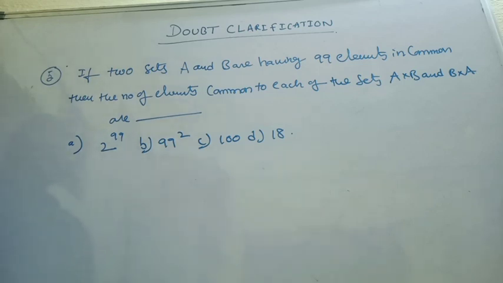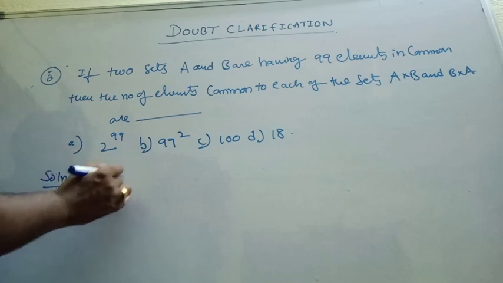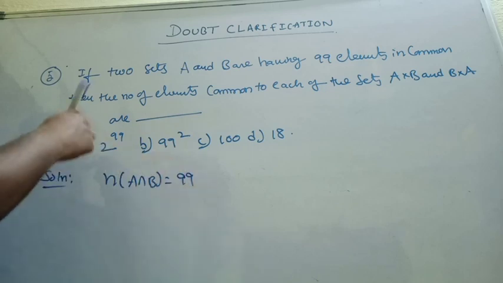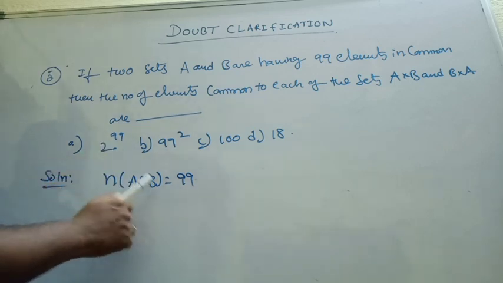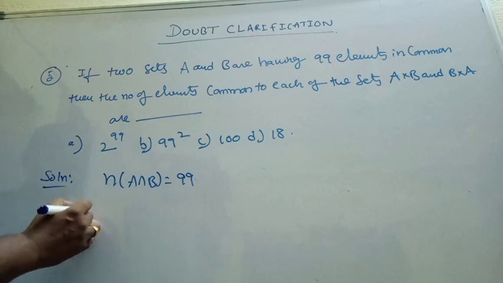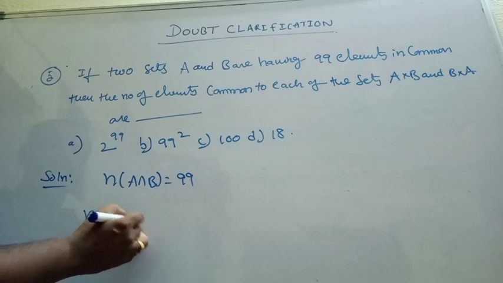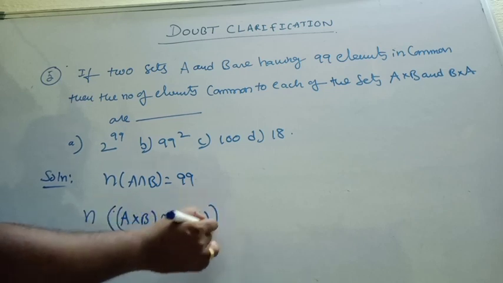Now see this problem. If two sets A and B have 99 elements in common, that is, n(A intersection B) equals 99, then the number of elements common to each of the sets A cross B and B cross A is what? We need the number of elements common to A cross B and B cross A, that is, (A cross B) intersection (B cross A). This is what we require here.